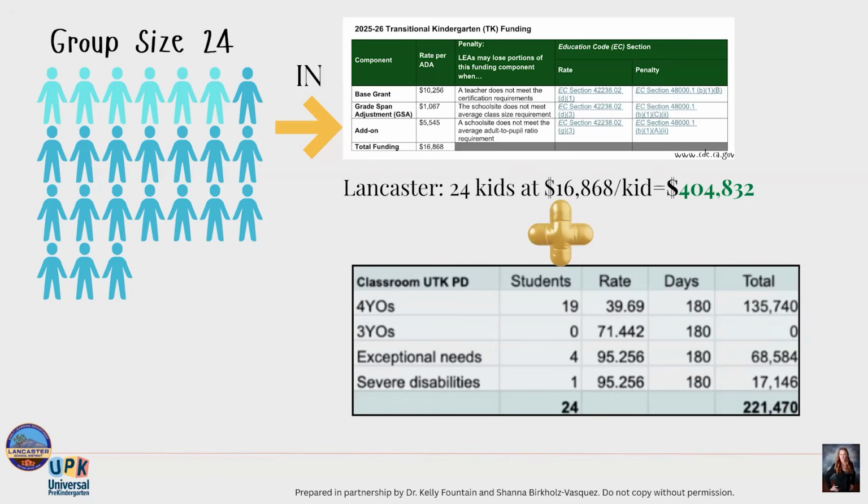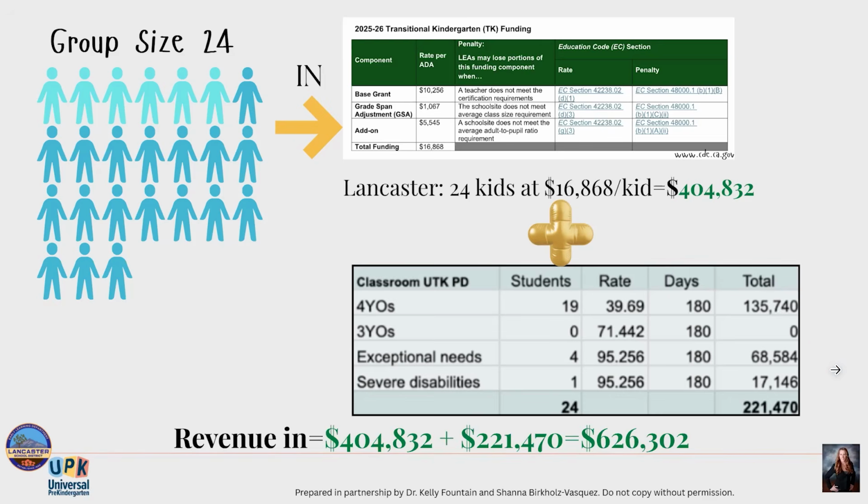If there were 19 4-year-olds in that classroom, typically developing, 4 kids with exceptional needs, and 1 with severe disabilities, we're bringing in an additional $221,000 into that class on top of the $404,000. So the revenue for that class per year is over $500,000.